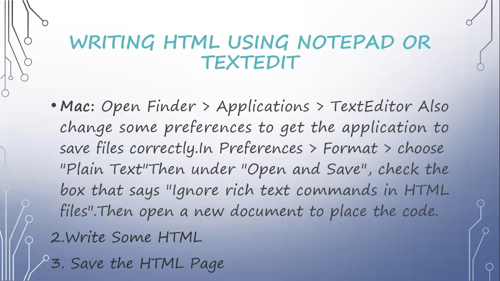In terms of Mac, you can simply open Finder, then Applications, then TextEdit, and also change some preferences to get the application to save files correctly. In Preferences, then Format, then choose Plain Text. Then under Open and Save, you can check the box that says Ignore Rich Text Commands in HTML files. Then open a new document to paste the code.